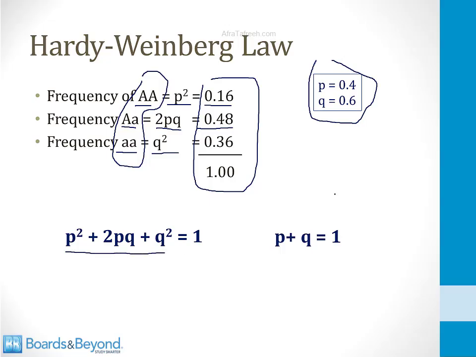So what we've done here with this law is we've taken known frequencies of the two different alleles and we've used them to determine how likely it is that they will be found in all the different mixtures in which they can potentially exist in an individual.